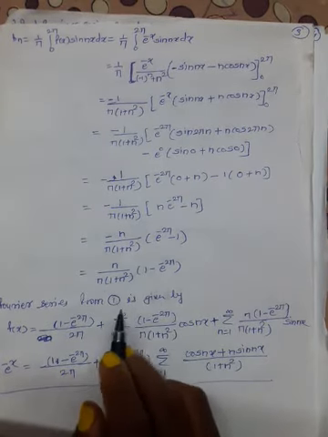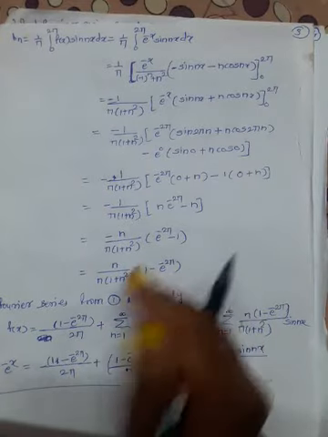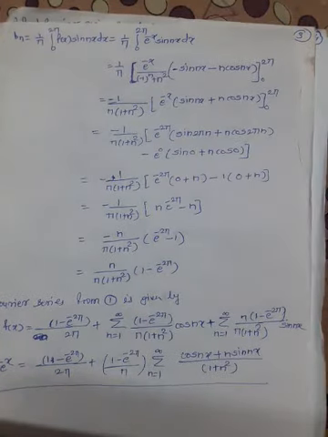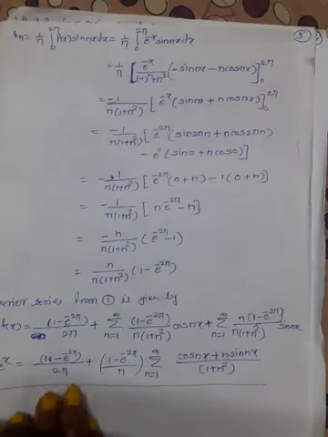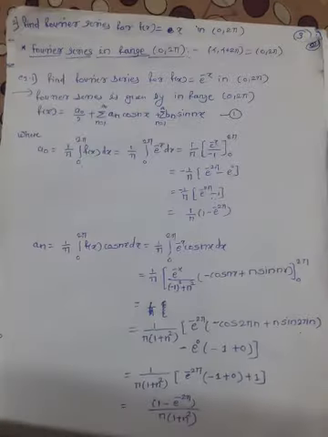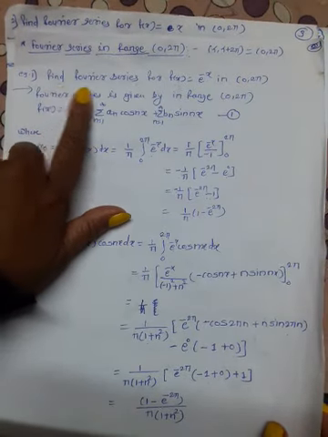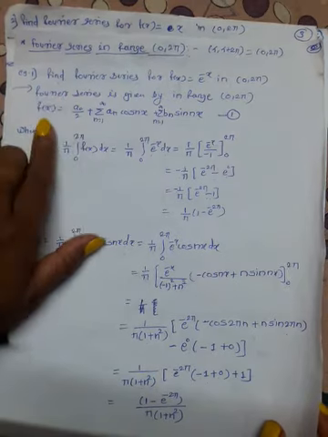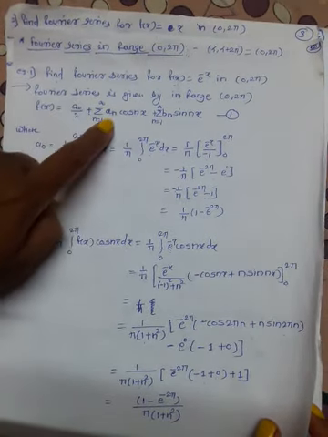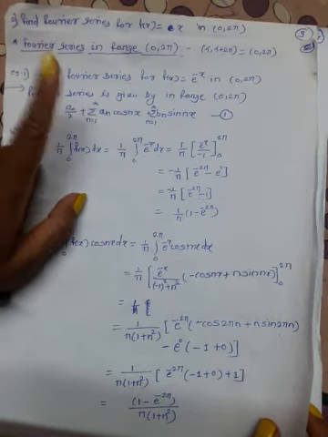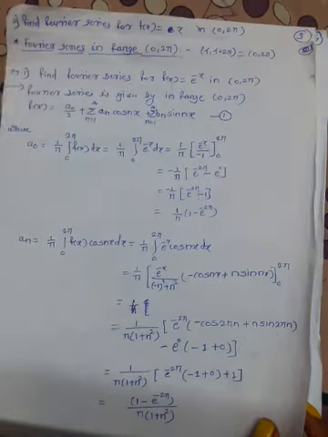Now what we have to do? We have calculated a naught, an and bn. Now put these values in our answer for equation number 1. This is our main question: find the Fourier series, and the Fourier series is given by this formula. In that formula we have calculated a naught, an and bn. Once you have calculated a naught, an and bn, we have to just put those values in this equation, that's it.